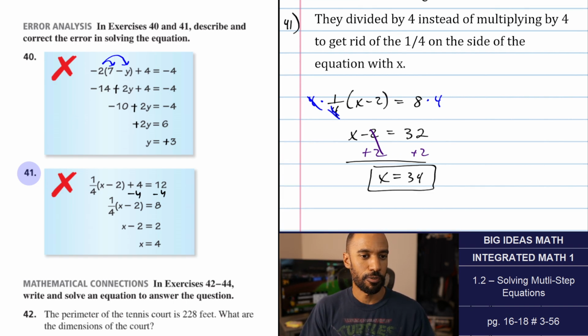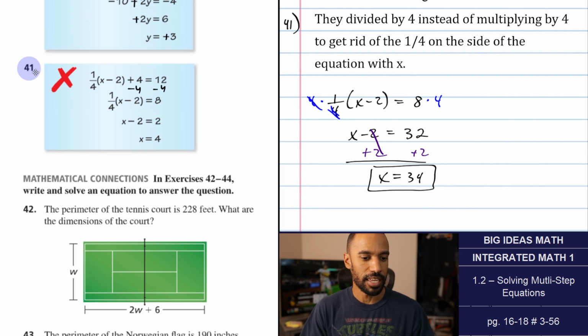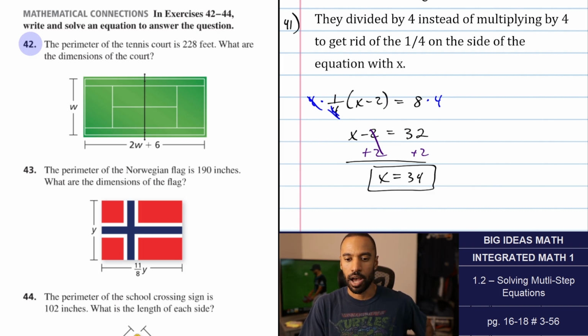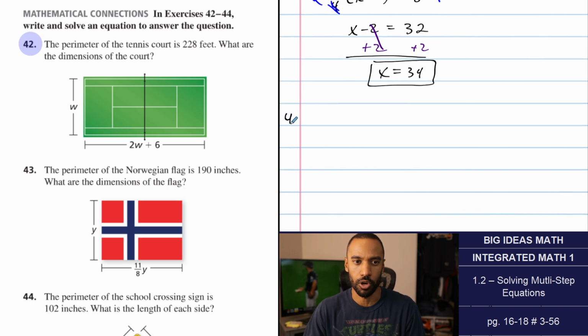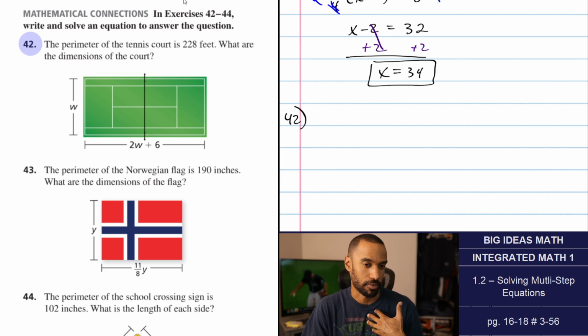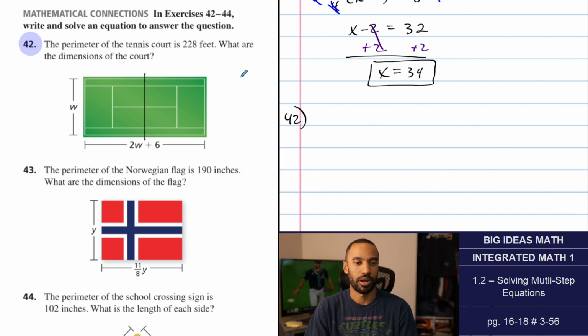All right, in exercises 42 to 44, write and solve an equation to answer the question. So maybe we can vocalize some of those things out loud when it comes to units, because they're not requiring we do something there. They're not requiring double checks. I sometimes go the bare minimum, as you can tell, but that's because I've done a lot. But I'll vocalize everything. The perimeter of the tennis court is 228 feet. What are the dimensions of the court?